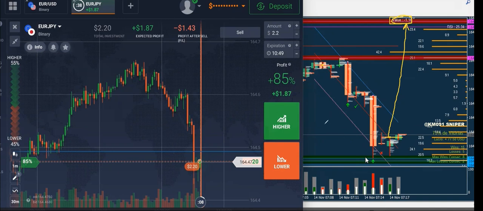Now, how many ands are there in my sentence? As many ands as there are, your trade will be that much more sure. Here in my sentence, there were two ands: cross the POC and the value.